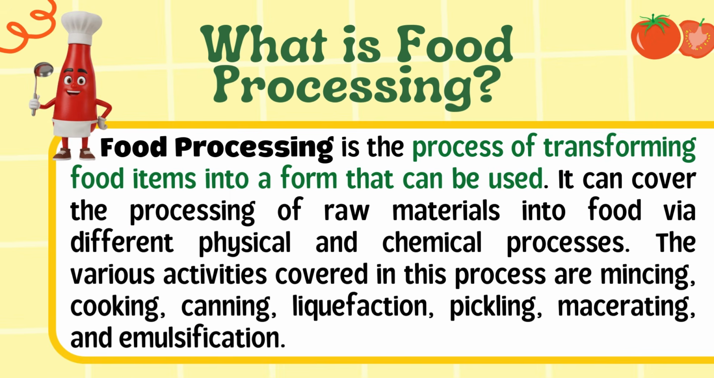Food processing means changing raw food into forms that are safer, tastier, or easier to store and eat. It can involve physical changes like cutting, cooking, drying, or canning. It can also use chemical methods like pickling or adding preservatives. Examples: making dried mangoes, canned sardines, bread, pickles, or salted eggs.